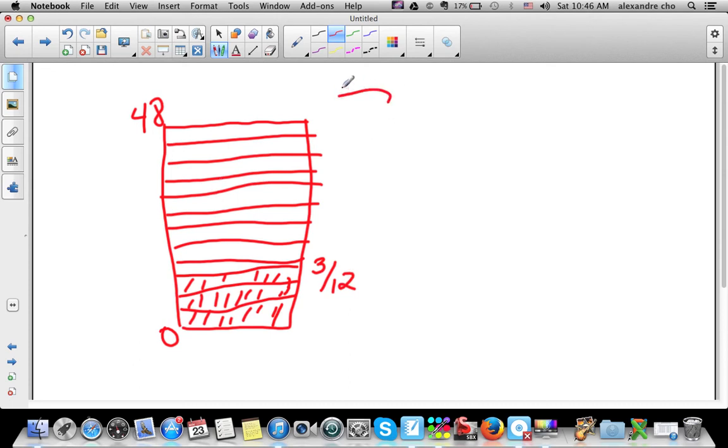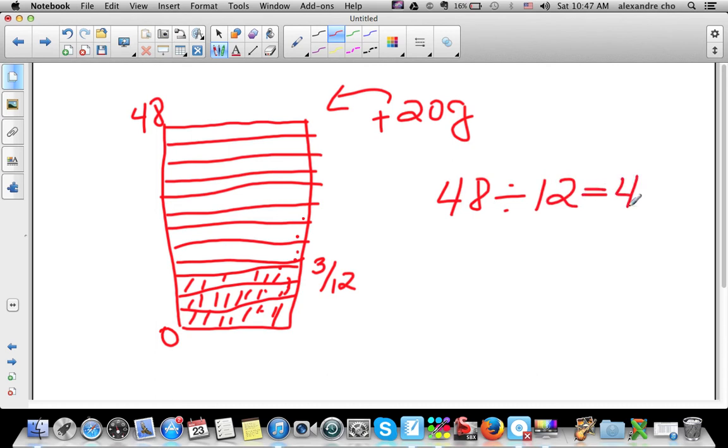Someone's going to add 20 gallons. Okay. What's the new water level going to be? Okay, so the drawing definitely comes in handy. What I would do here is the same thing. I would also find out what each 12th would be. Each little piece here, this one, this one, this one, all the way to the top. I know the total amount is 48, and it was divided into 12 pieces, which gives me 4 gallons.